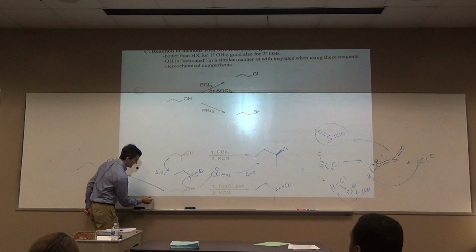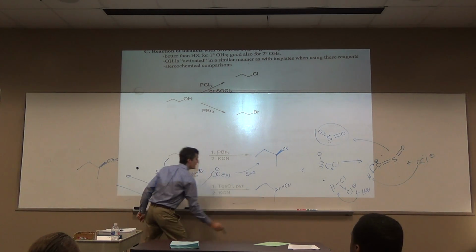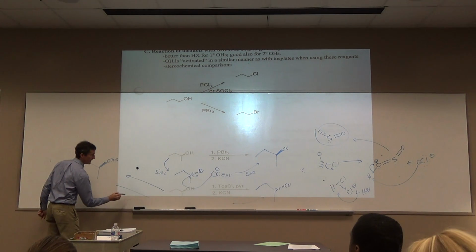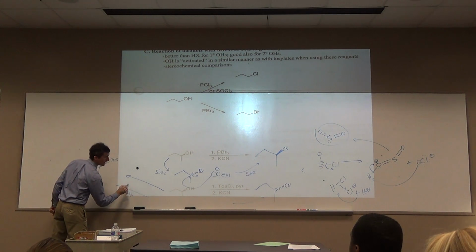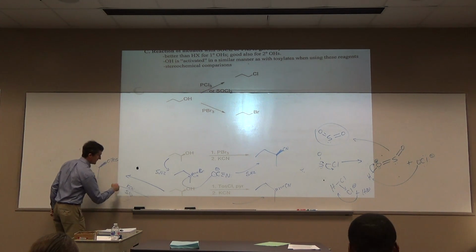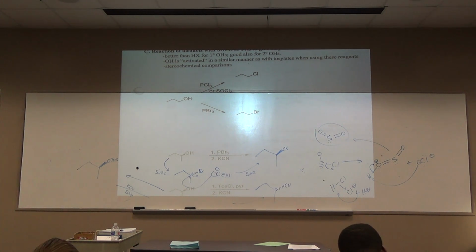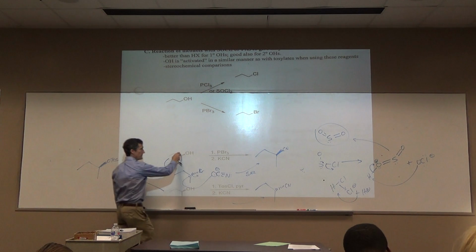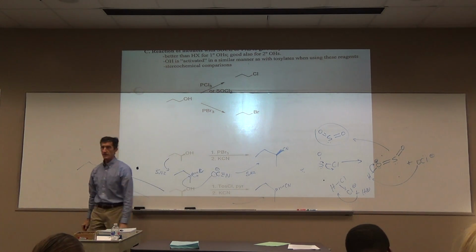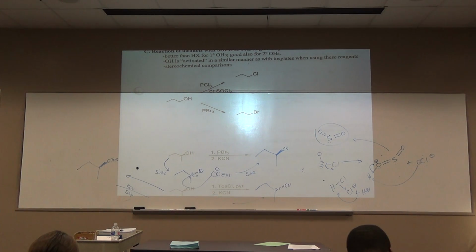But now when we come in with cyanide, now we do a single inversion. If you do one inversion, you end up with, as shown, dashed. But if you do two inversions, you go back to bold, right? As shown.